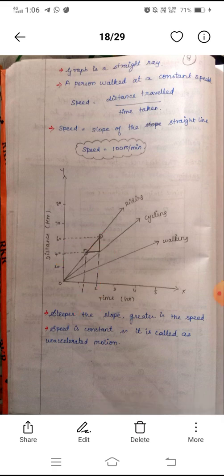What they are saying is: steeper the slope, greater is the speed. So the slope is proportional to the speed. In the distance time graph, the speed is constant, so it is called unaccelerated motion. Here the speed is increasing, so it is called accelerated motion.